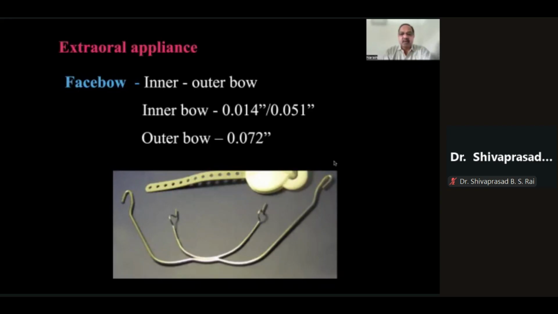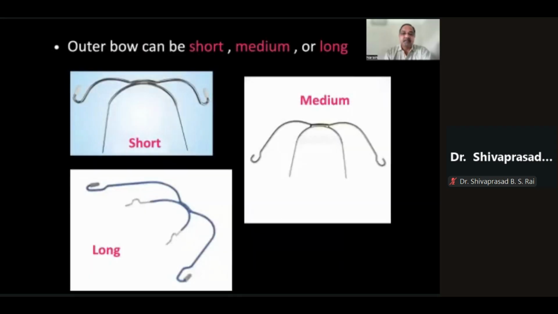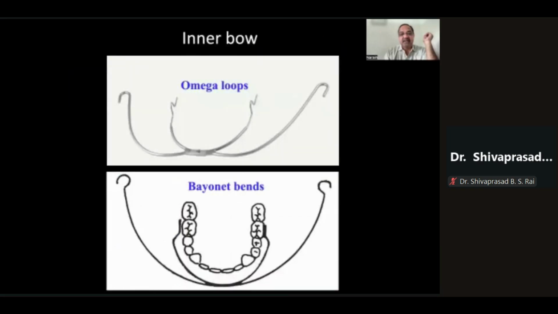Coming to the extraoral appliance, it is the inner bow. This is the inner bow. And then the inner bow could be 0.014 or 0.051 in diameter. And this is the outer bow. The outer bow is 0.072 in diameter. Now, the outer bow is available in three sizes. It could be short, it could be medium, or it could be long.